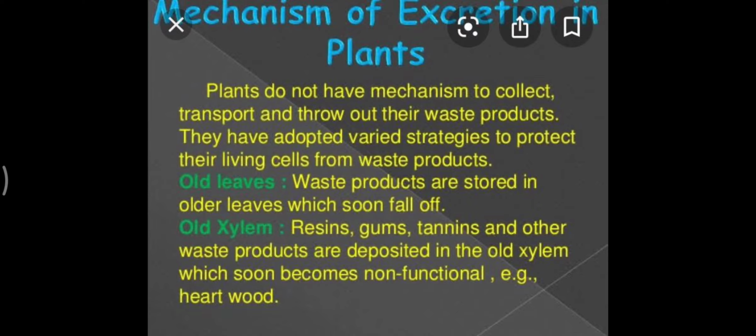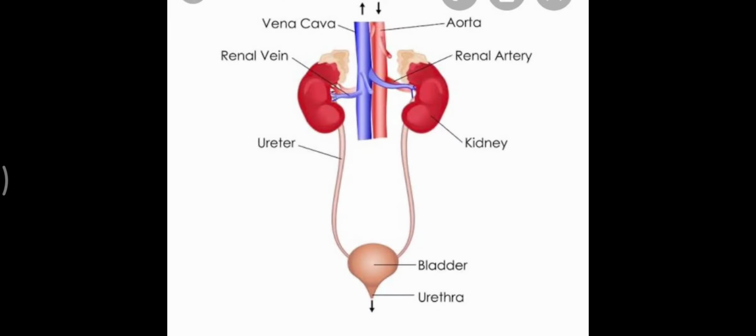Now let us see excretion in unicellular organisms. Unicellular organisms are those whose body is made up of a single cell. So the entire cell is in contact with the environment, and by simple diffusion through the general body surface, the waste can be eliminated. Now let us come to the next part, that is excretion in humans.